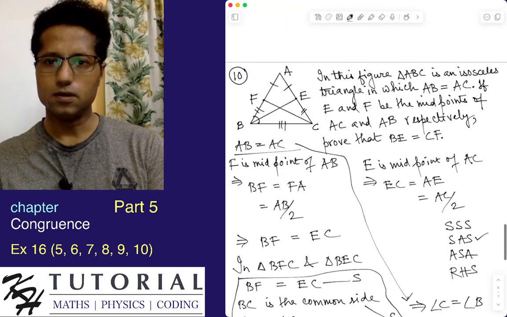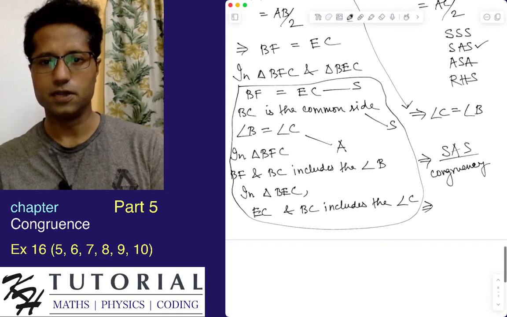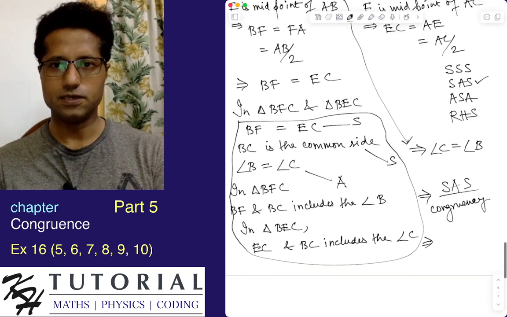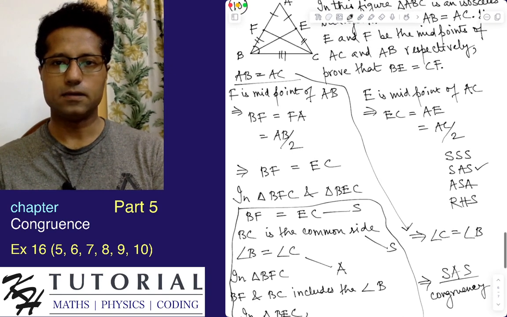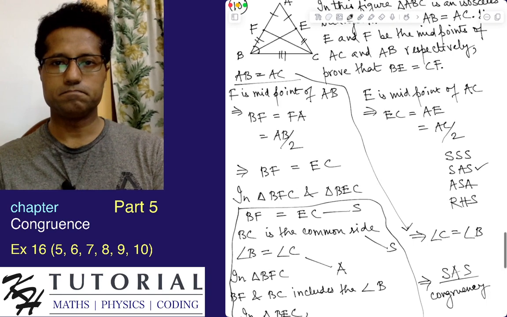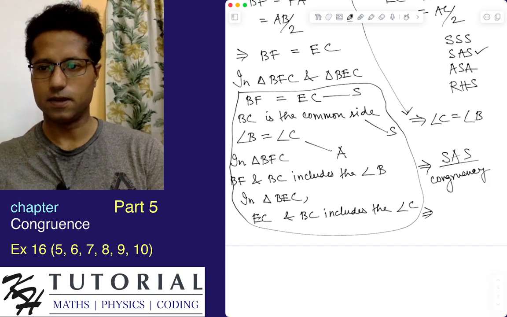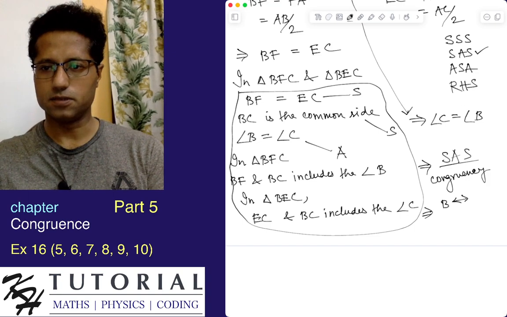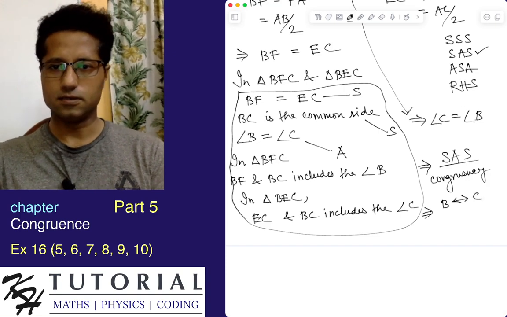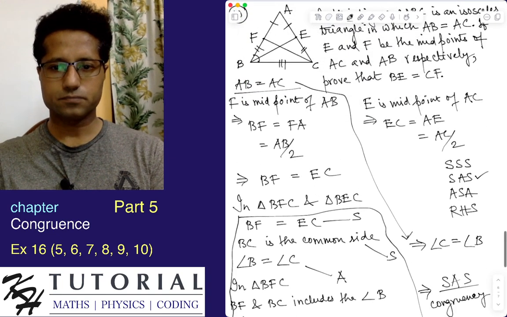Now we have to correctly name the congruence relation. So we can say that angle B is equal to angle C. So this will imply B must have a correspondence with the vertex C, as angle B is equal to angle C. What else do we have?